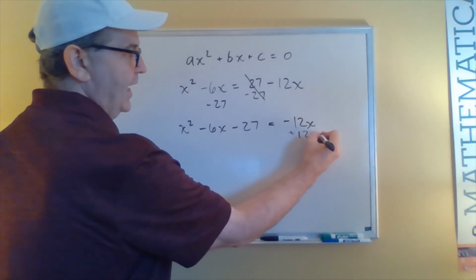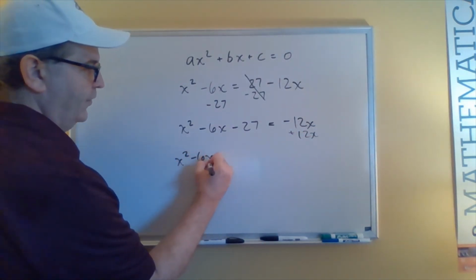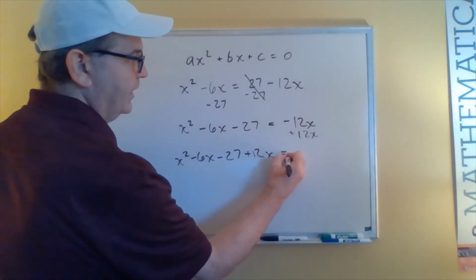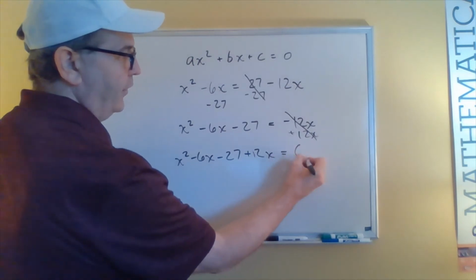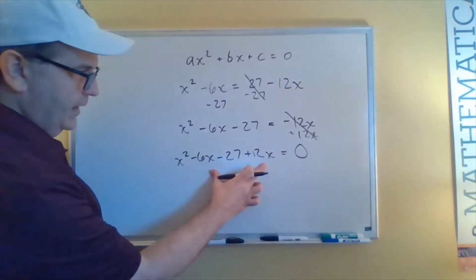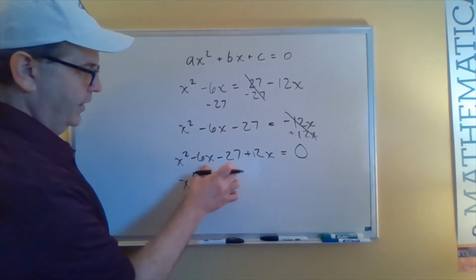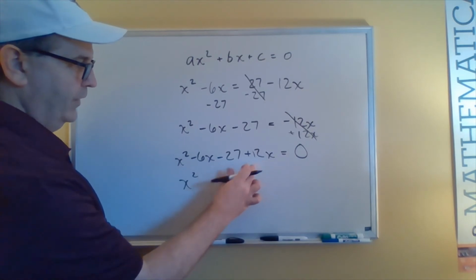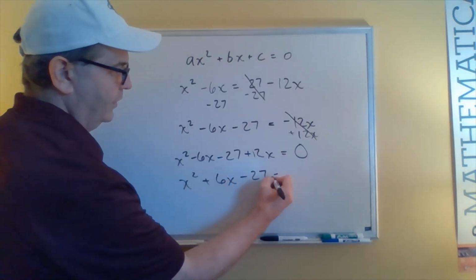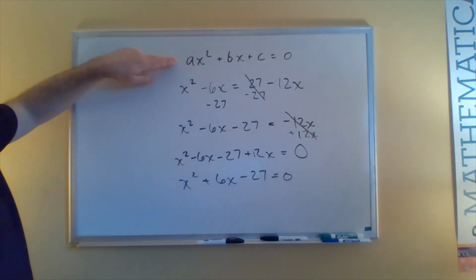Still not there. We need to move this 12x over. So I'm going to add 12x to each side. I will get x squared minus 6x minus 27 plus 12x equals, well, now these cancel out, and I'm left with a 0. Still not quite in the format I need. I need to combine these like terms. So I'll have x squared, negative 6x, and a positive 12x. Well, that equals a positive 6x minus 27 equals 0. So finally, I've now reached standard equation.